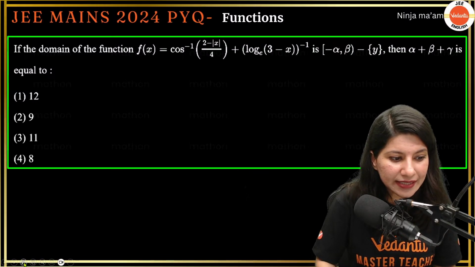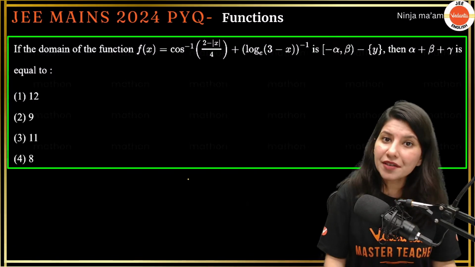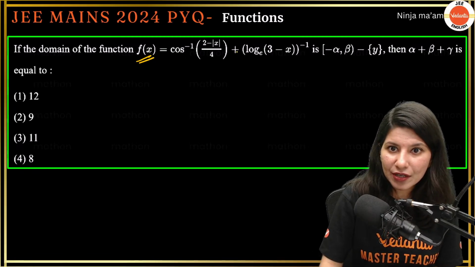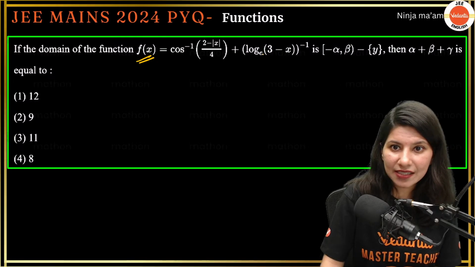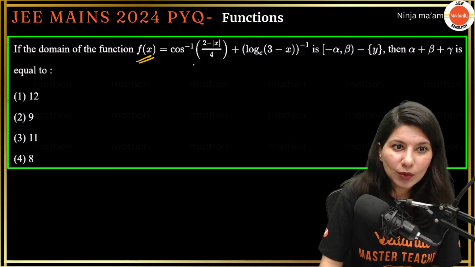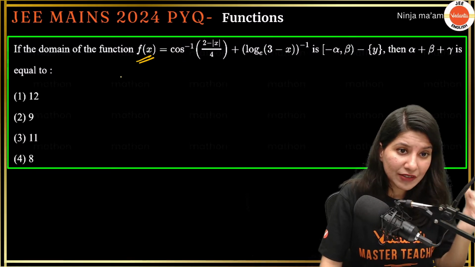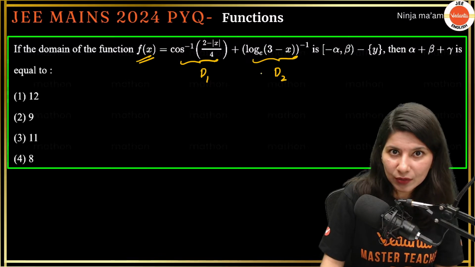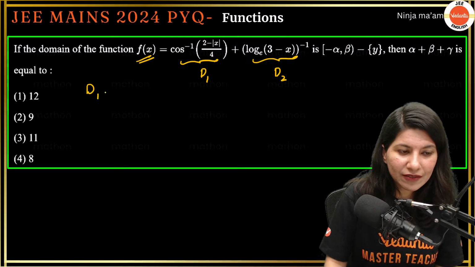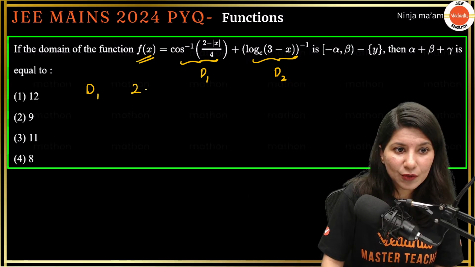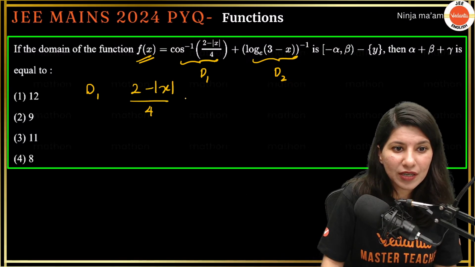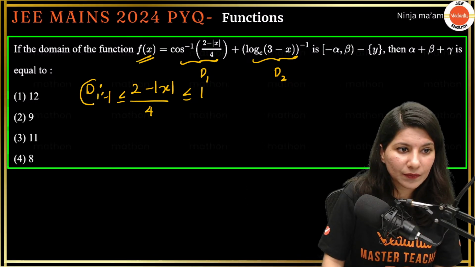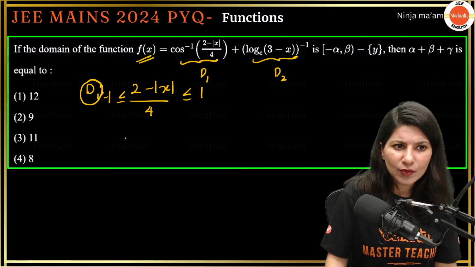Alright. Another question from domain. I can clearly see another question from domain, and here we are. Domain of this function f of x, right? This is your f of x. Now cos inverse, this is okay, fine. Again, the same situation we are in. We will calculate d1, domain 1 of this function, and d2 will be domain 2, okay? So for d1, we know that for the cos inverse function, 2 minus mod x by 4 should lie between 1 and minus 1. This is your d1. So we just need to solve it.